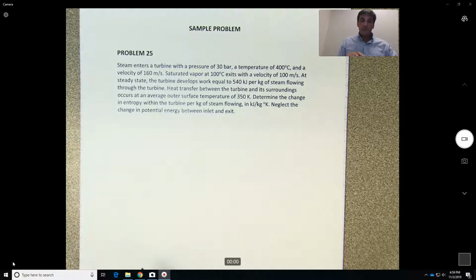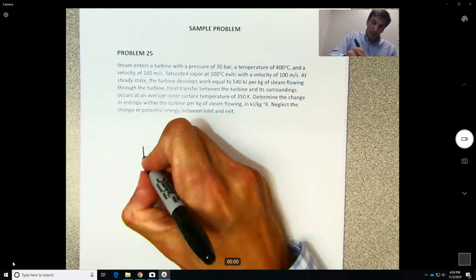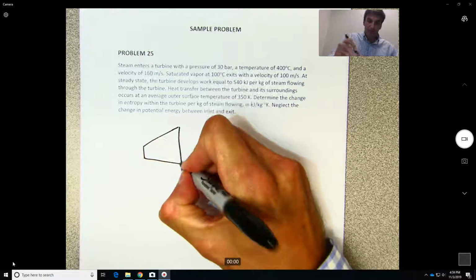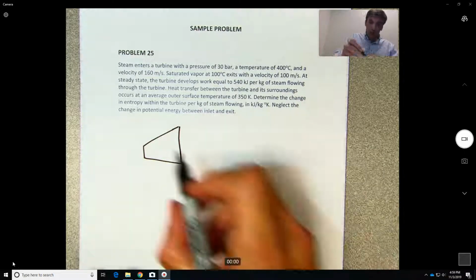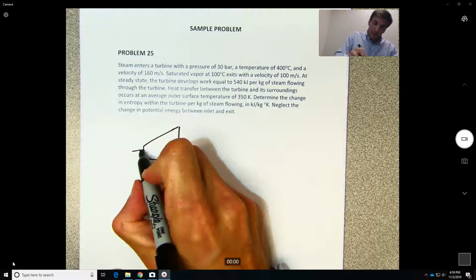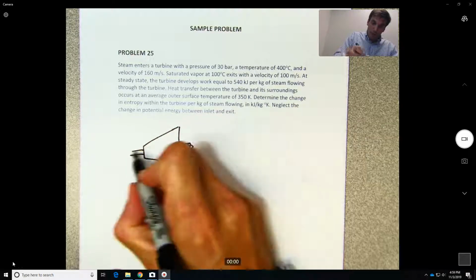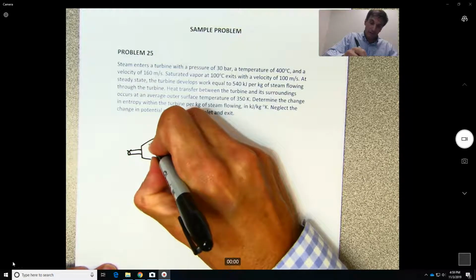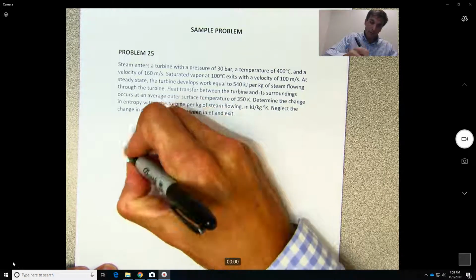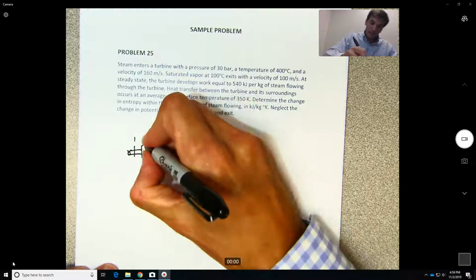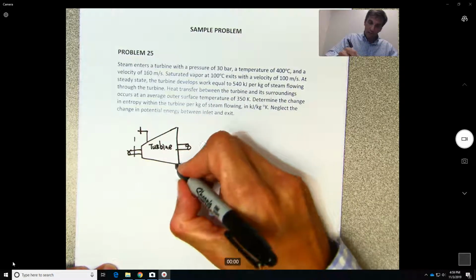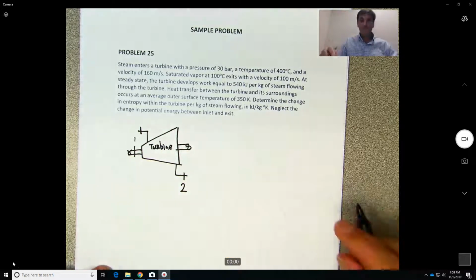So let's say steam enters a turbine. This time a turbine, generally sketched with this symbol that you see, is the reverse of the compressor. So the role of a turbine is generally to create power. All right, so this will be our turbine. This should be 1 here, and let's say 2 here.